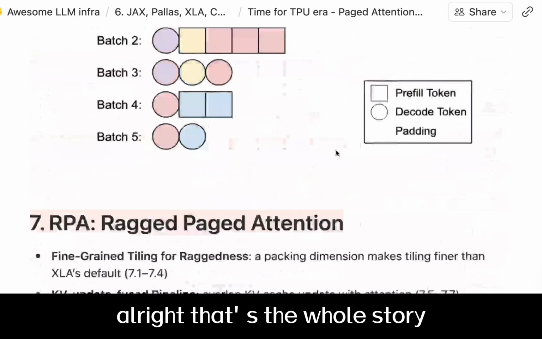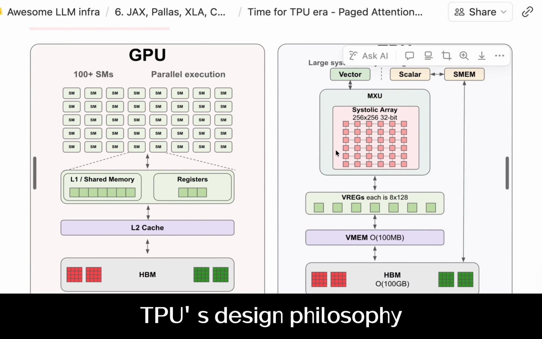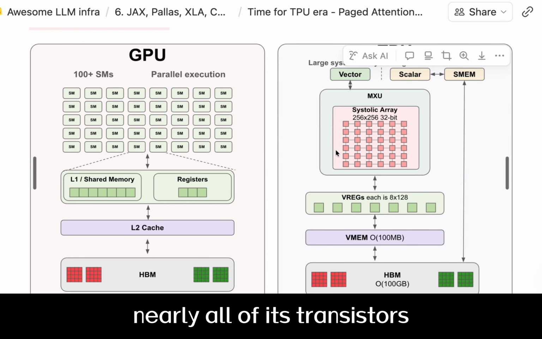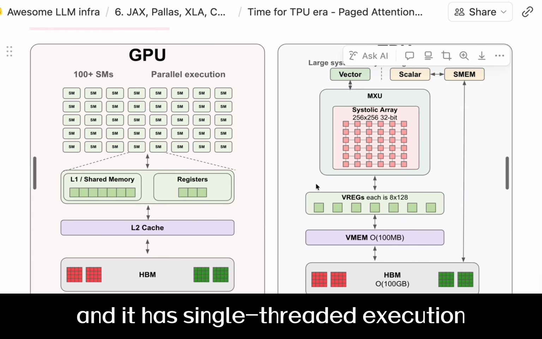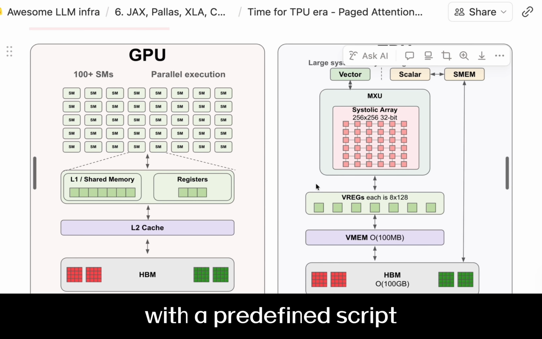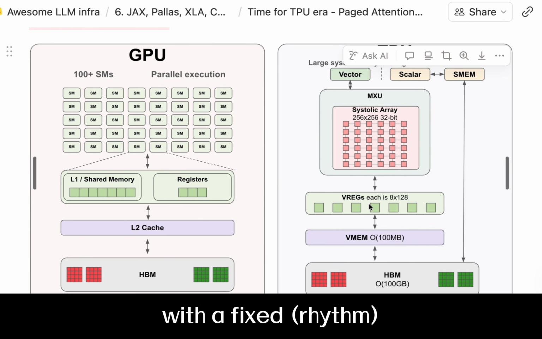Alright, that's the whole story. Let's have a quick recap. We started from TPU's design philosophy. Nearly all of its transistors bet on one 256 by 256 systolic array, and it has single-threaded execution with a predefined script, essentially a fully automated stamping line with a fixed rhythm, enormous throughput, and zero patience for odd-shaped material.